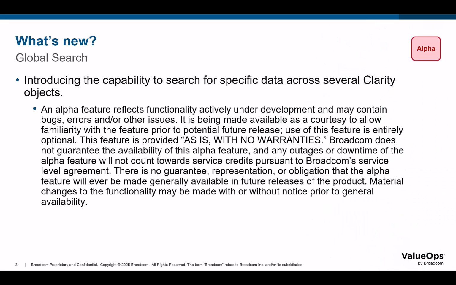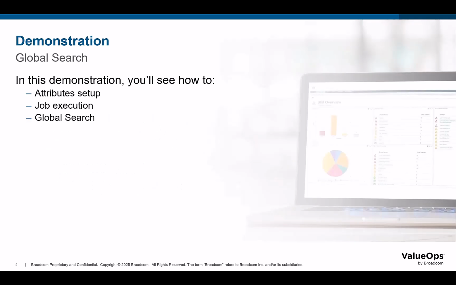Global search is being introduced in this release. This is the capability that will allow the user to search for specific data across several Clarity objects. This functionality is going to be available as an alpha version in this release. The feature is provided as is with no warranties. With that, let's look at the product in action.